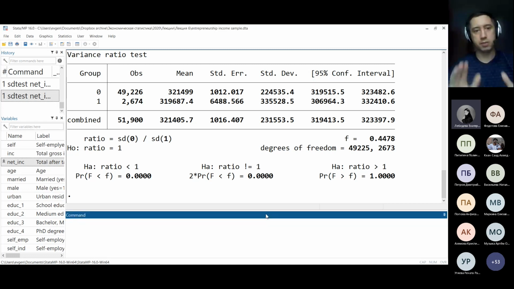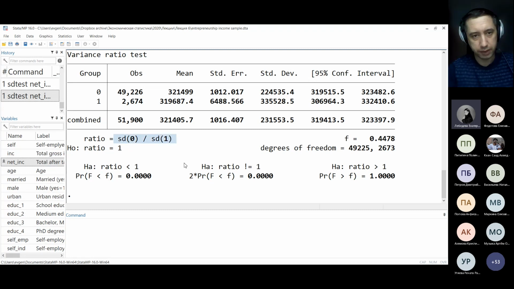Okay, not bad. Let me explain. First, our null hypothesis tells that the ratio of two variances must equal 1. What does it mean? Why 1? Because if my variances are the same, the ratio must be 1. Again, why is the null hypothesis ratio 1? Because if we assume that the variances are the same, the ratio must be 1.